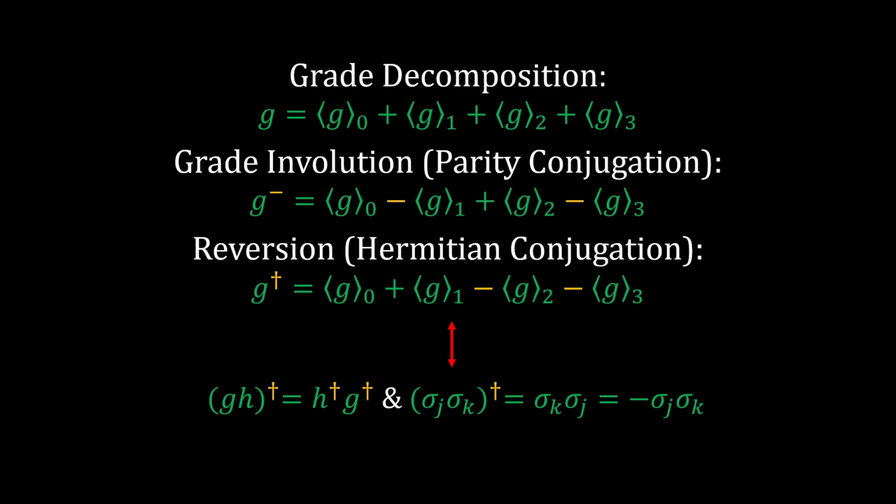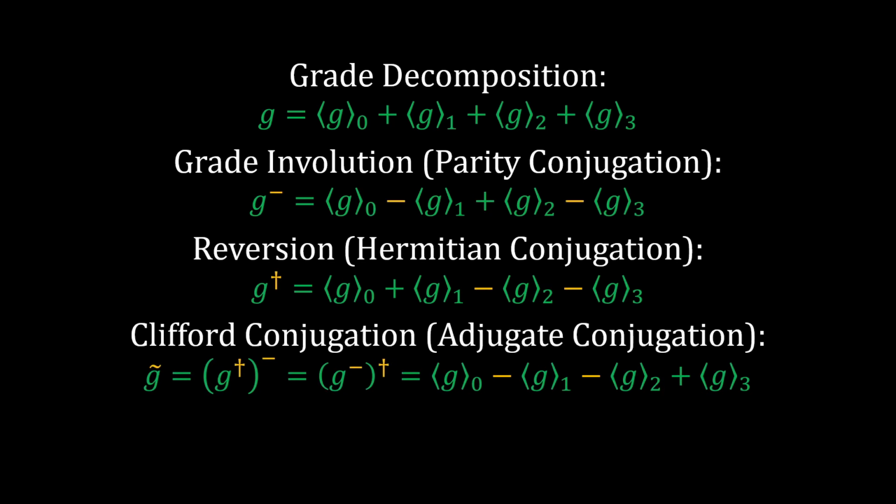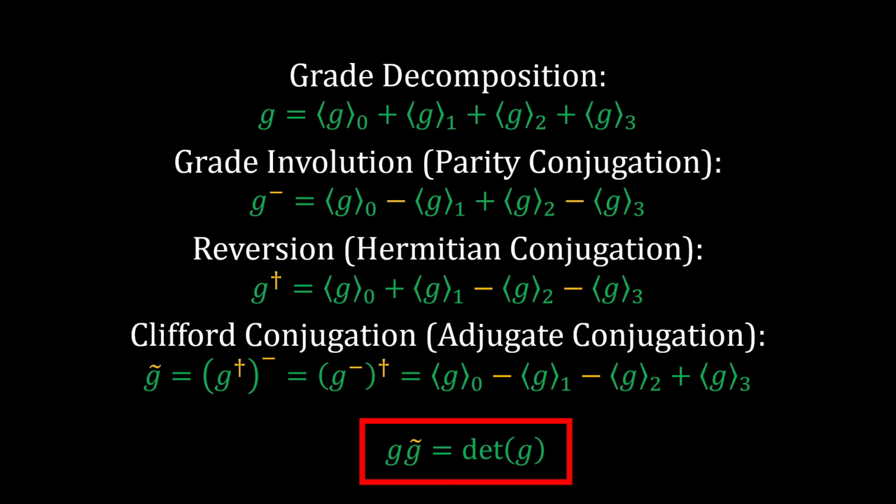The third and final conjugation is called Clifford conjugation or adjugate conjugation, and it is the composition of both grade involution and reversion. Thus, vectors and bivectors are negated, while scalars and pseudoscalars are left the same. For those of you familiar with linear algebra, you realize that any element G times its Clifford conjugate will then return the determinant. Okay, we've now covered the basics of the APS, so let's introduce the Pauli representation.